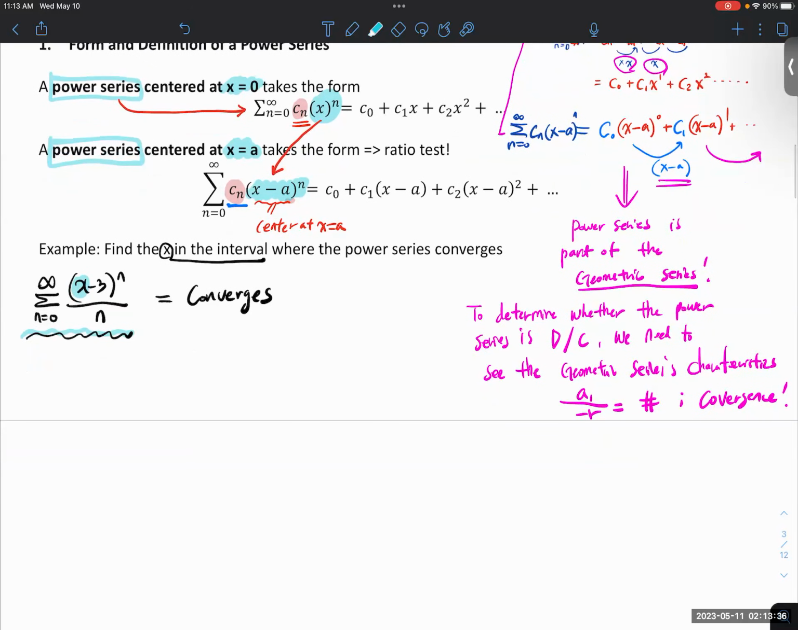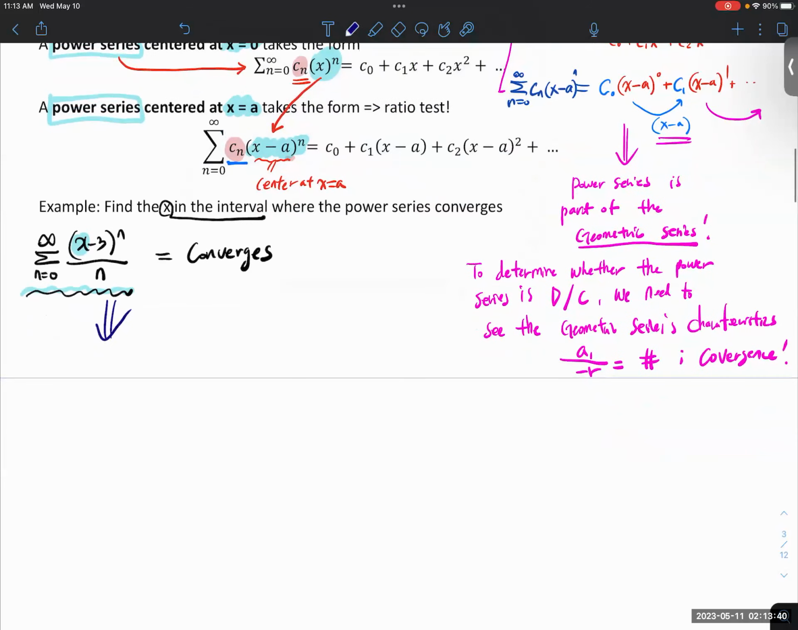Is it really a power series? I'm going to modify this. This is going to be the sum from n equal to 0 to infinity. I'm going to separate this fraction top and bottom: 1 over n times x minus 3 to the n. This is definitely a power series, right? Why? Because I have a variable and I have a coefficient, 1 over n, which is a constant. So this is the coefficient.